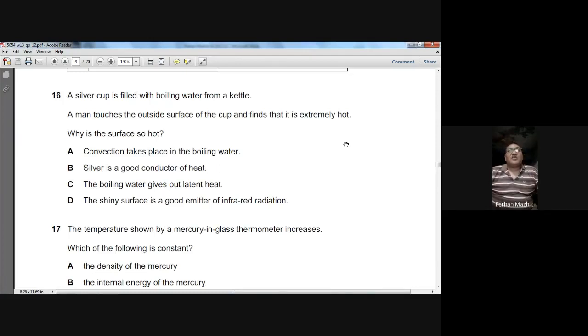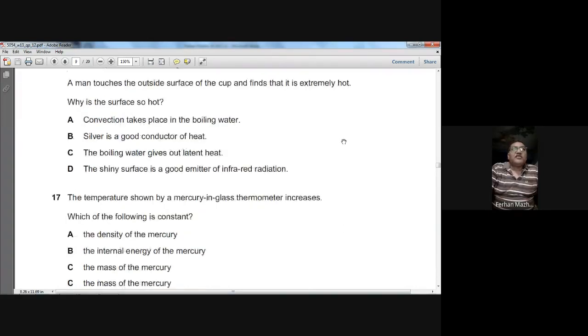The surface is so hot because silver is a metal, and silver is a very good conductor of heat. So the heat of the hot water inside is immediately conducted to the outer side of the silver cup. Because silver is a good conductor, when you touch the cup, it feels very hot. So question number 16, B is the option. Silver is a good conductor of heat.